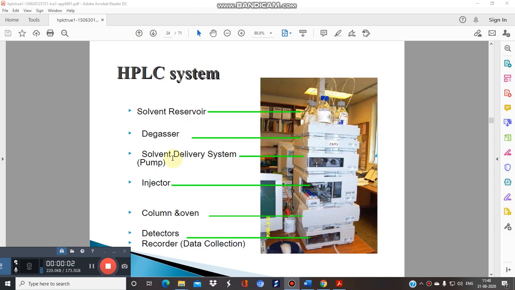I welcome you all to part 3 of the HPLC series. In this video tutorial, we are going to cover the solvent reservoir system, the degasser, the solvent delivery system, as well as the injector system of the HPLC.